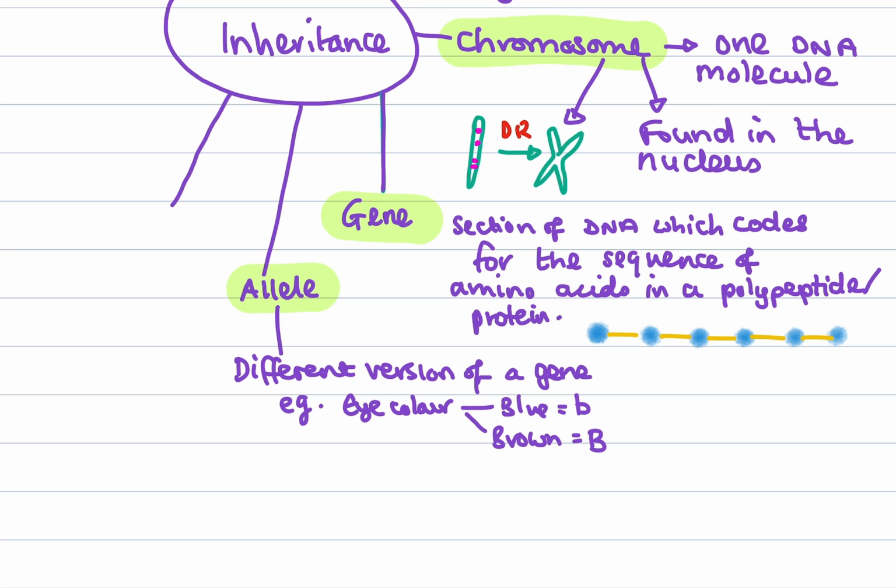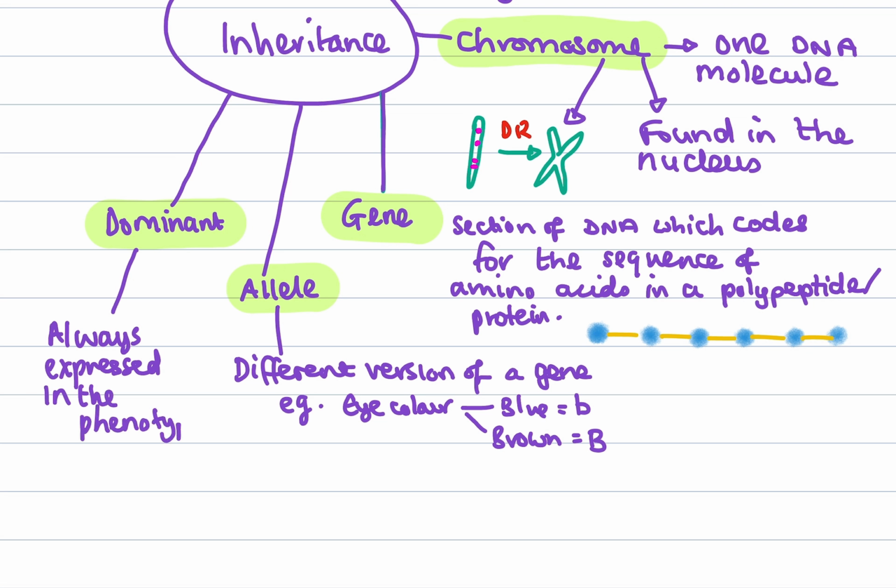Next keyword, dominant. We describe alleles as being dominant or recessive. Dominant alleles are always expressed in the phenotype. I haven't got to the word phenotype yet, but in basic terms, the phenotype are the characteristics that you're able to observe in an organism. There is a bit more to it, but at this stage, that's enough.